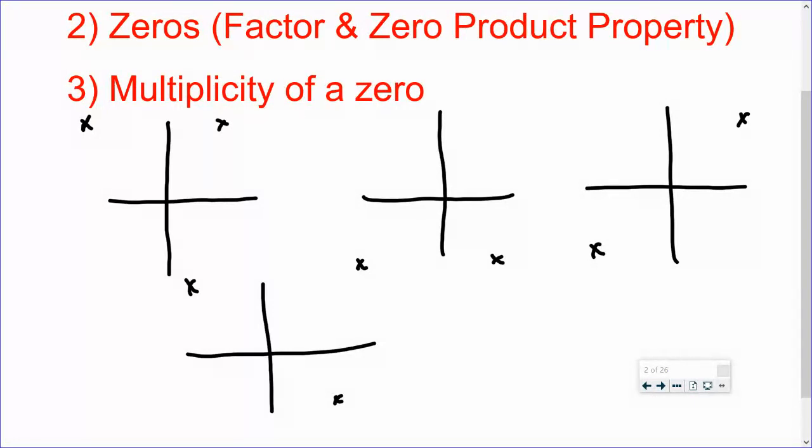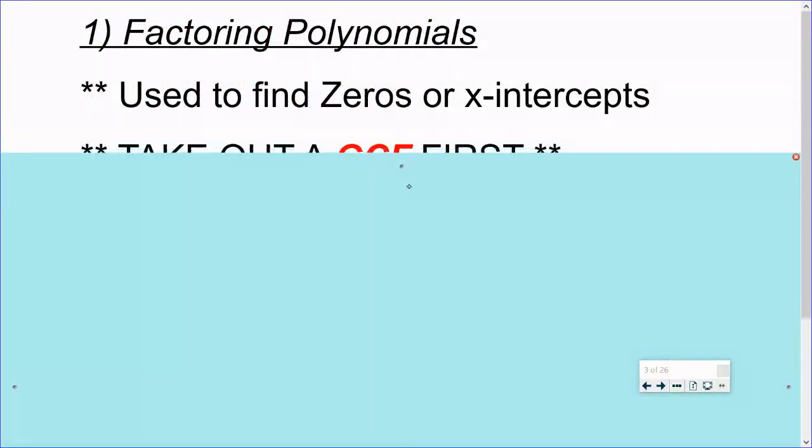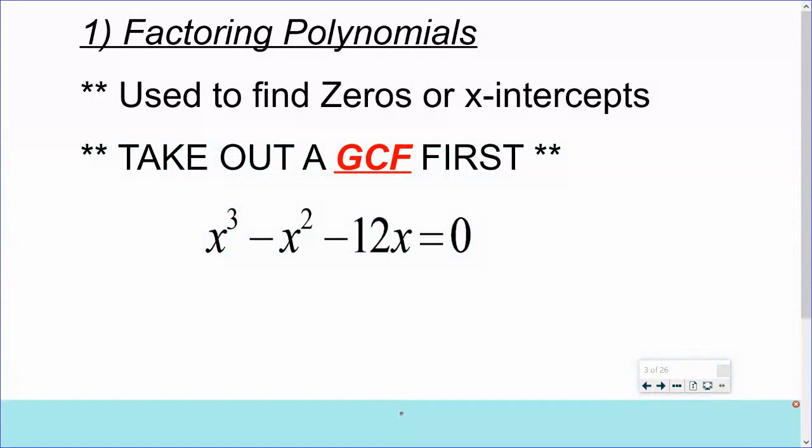Our goal, actually the next 2 or 3 assignments are basically the same thing. We're going to really practice this and make sure that we're good with this. So finding zeros, we have to make sure that we factor the polynomials. So when I factor this particular problem, we're going to go through and do the whole thing.